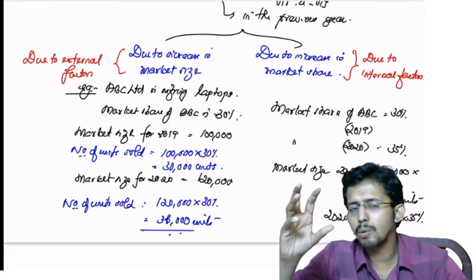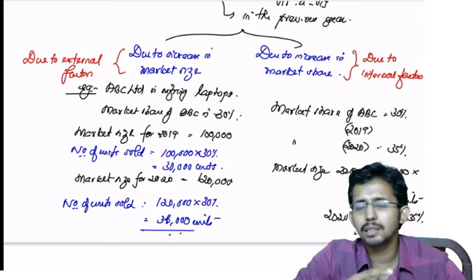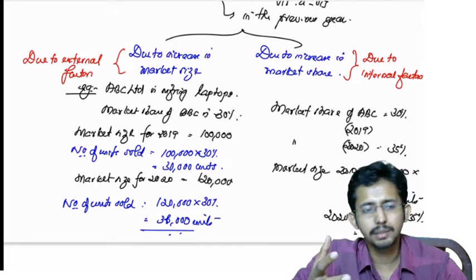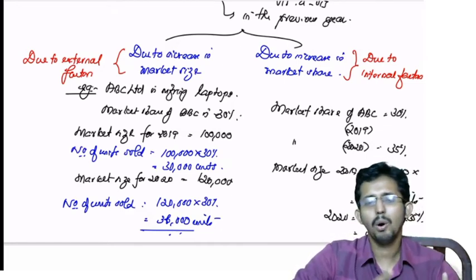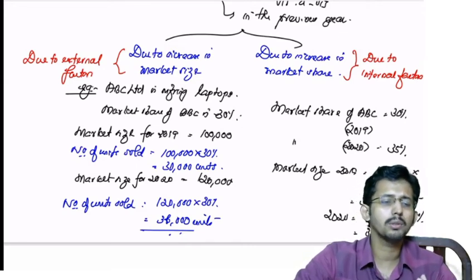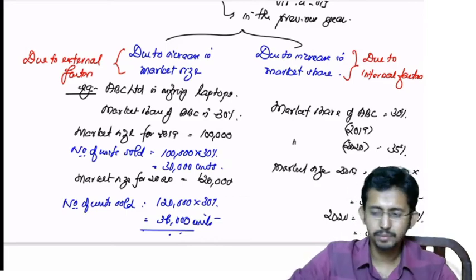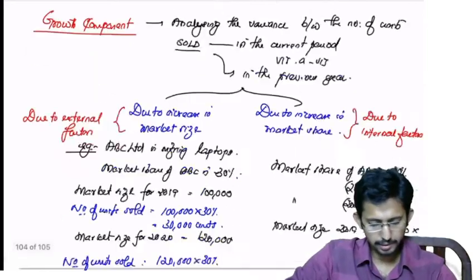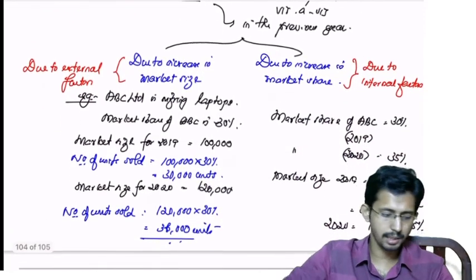If the total turnover reduced from 1 lakh to 90,000, then you have to see why the total number of units sold decreased. Is there any reduction in the market size, or is there any reduction in the market share? This could be the only reason why there could be a change in the number of units. So this is on the market growth component, market size and market share.